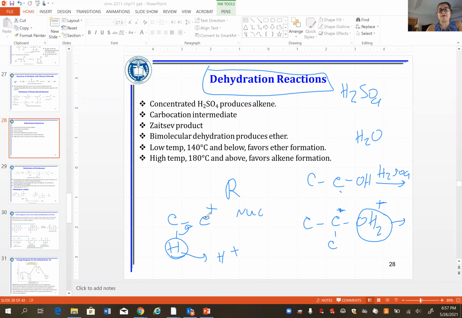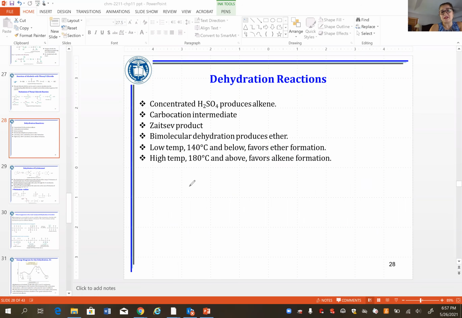Now, if you look at the conditions of the reaction for dehydration of the alcohol, if you get dehydration of 1 molecule of alcohol, you get alkene as a product. If you have bimolecular dehydration, you can get ether as a result. What does bimolecular dehydration mean? I have the examples, but I'm just going to show you what it means. What does dehydration mean?